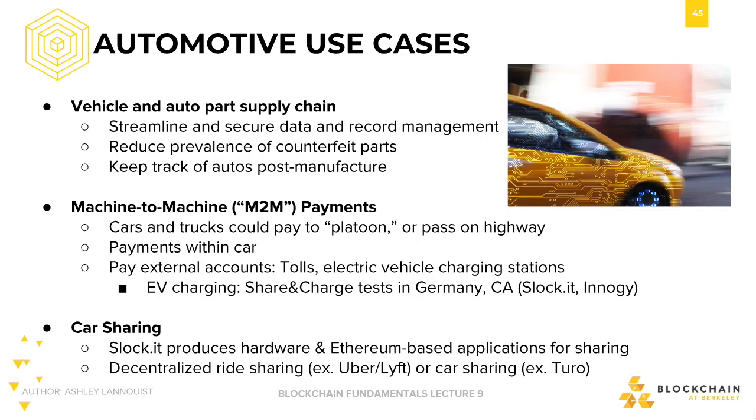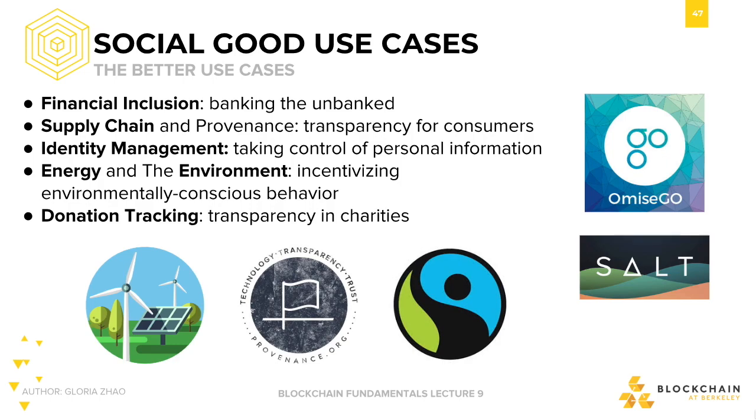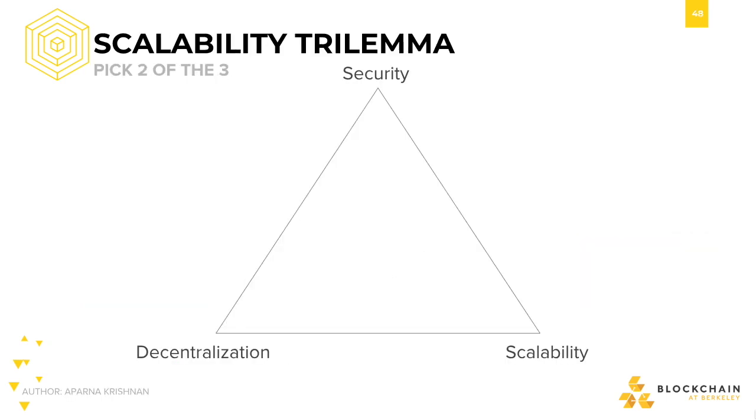Now we looked at automotive use cases, mostly supply chain or IoT, cool stuff, peer-to-peer, blah, blah, blah. Banks and financial institutions, we looked at Ripple, which is trying to help banks not die because of cryptocurrencies. Just kidding. And then we looked at different attitudes from different banks toward cryptocurrency, as we saw that cryptocurrency was the biggest threat to these financial institutions. We also looked at some great social good use cases, including financial inclusion, supply chain, identity management, and voting. We did energy and the environment, and we did donation tracking. And these were all great ideas, but there were a lot of problems with them. That was the general gist of that lecture.